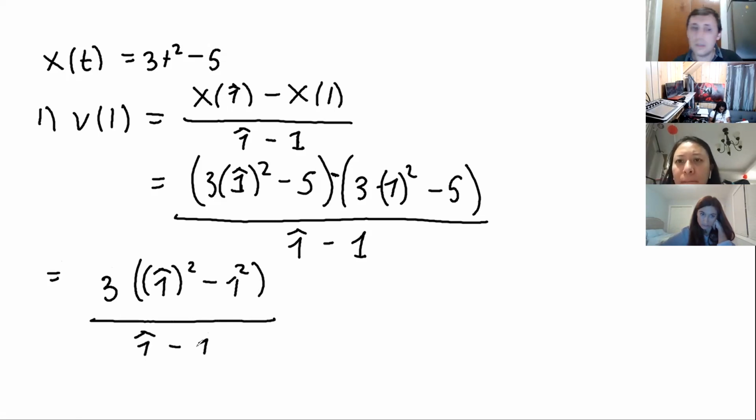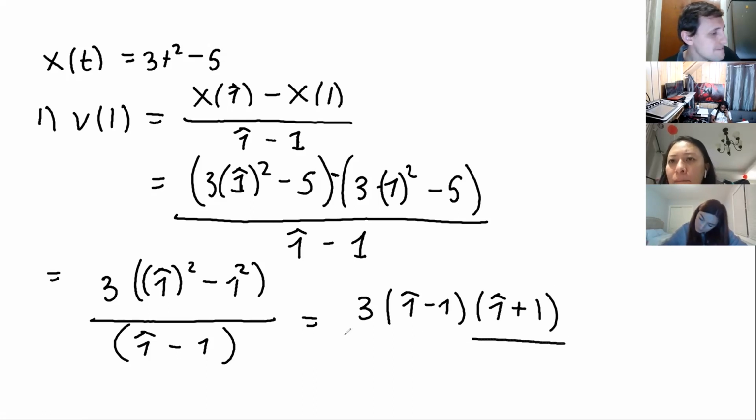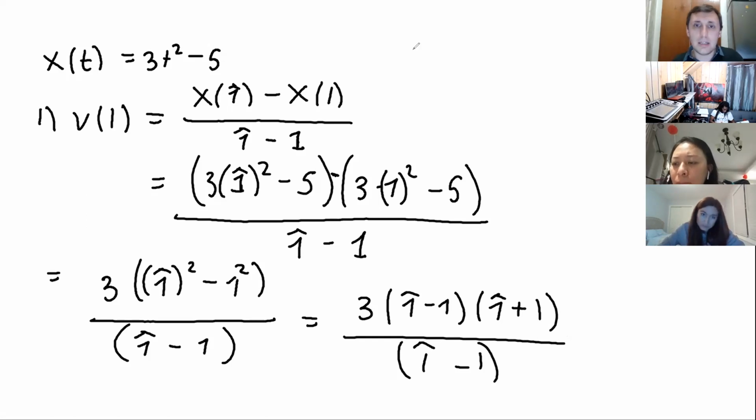Yes? And now I can factor this. It's a difference of squares. It's nothing hard, I hope, guys, right? So it's 3 times 1 hat minus 1 multiplied by 1 hat plus 1, divided by 1 hat minus 1. Now I can cross out 1 hat minus 1. Notice, because it's not truly 0. Do you agree? 1 hat minus 1 is not 0. It's just something close to 0, but it's still fine.